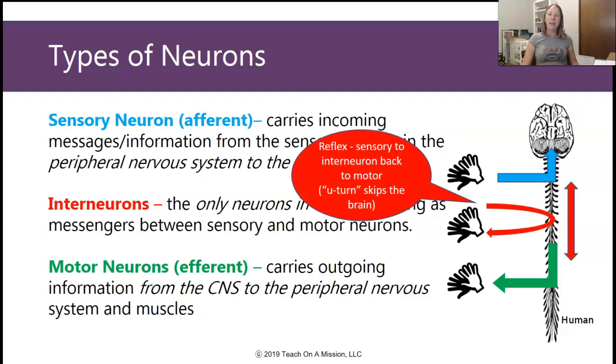So isn't the nervous system... I was going for a dramatic ending and I stumbled on my words. Isn't the nervous system fascinating?